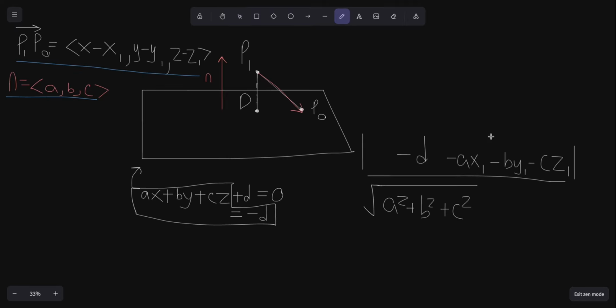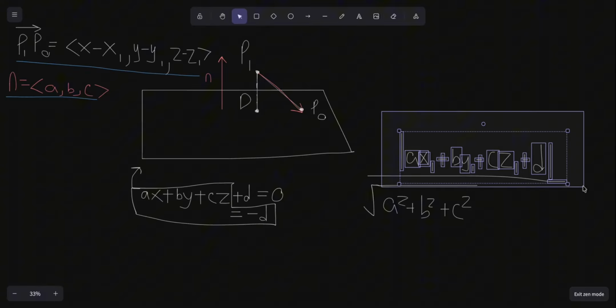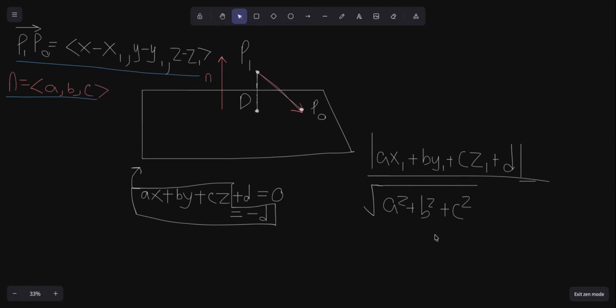And in fact, let me just move the d to the back. It's still positive. And so this is the formula that you've probably seen in your textbook or maybe some other video. Well, that's how you get the formula. This is going to be the absolute value of ax1 plus by1 plus cz1 plus d, all divided by the square root of a squared plus b squared plus c squared.